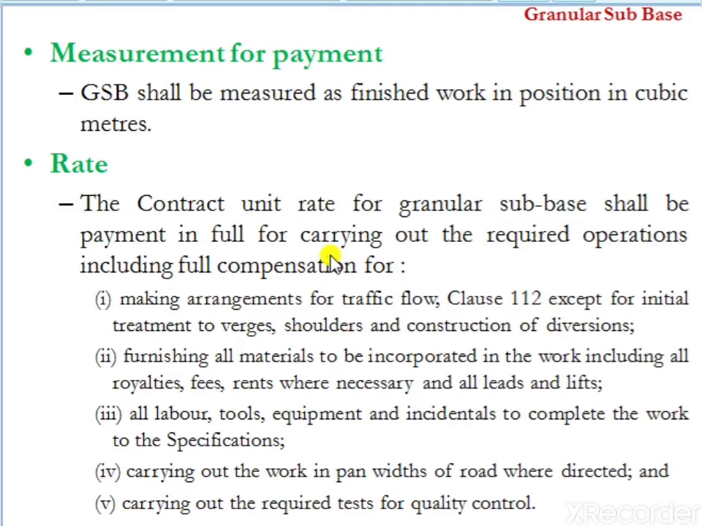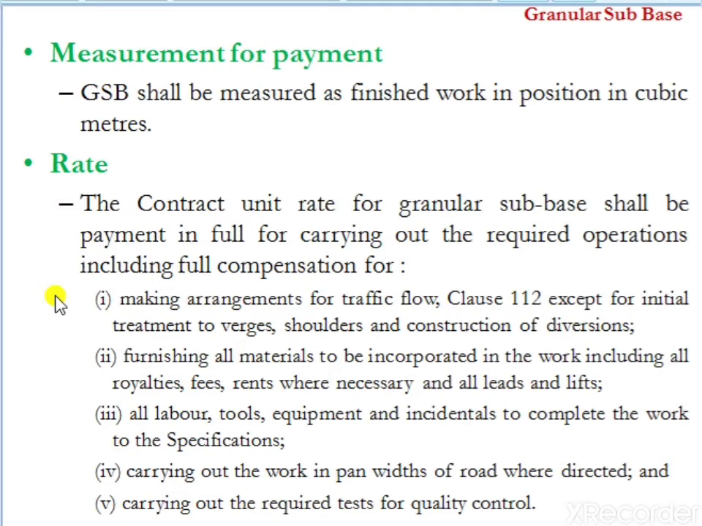So let us see how the rates are fixed for different works, and what are all the works that will be considered in fixing the rate for a contractor. First one, making arrangements for traffic flow, class 112, except for initial treatment to verges, shoulders and construction of diversions. So payment will be made including the expenditure made by the contractor for the arrangement of traffic flow.